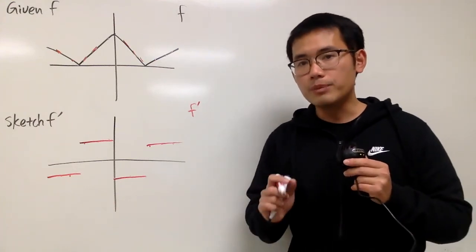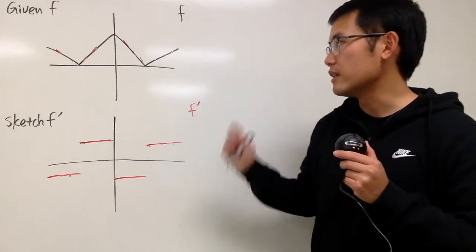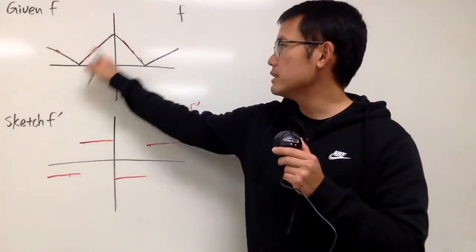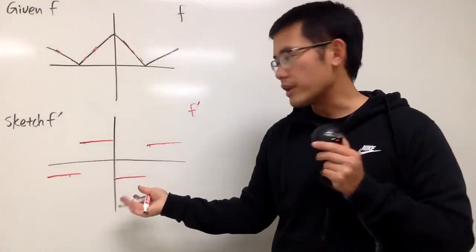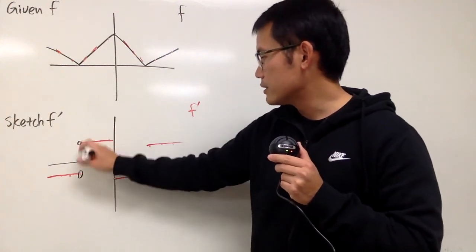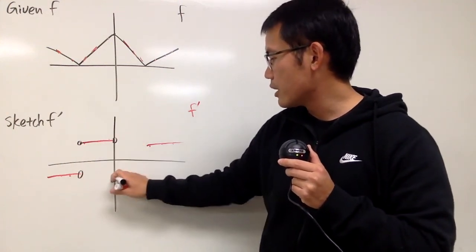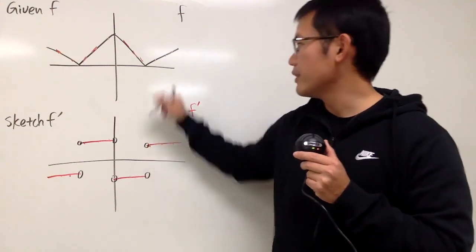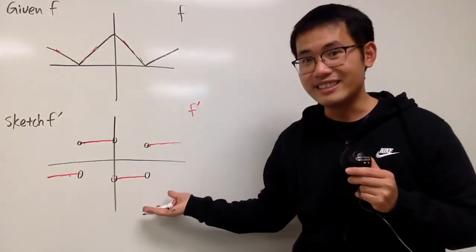And now at the end, we have to make sure that we indicate where we cannot differentiate this, right? Which is this, this, and that. To do this right here, we will actually have to use open circles at the endpoints. So there's no derivative here, here, and here. So this right here is it.